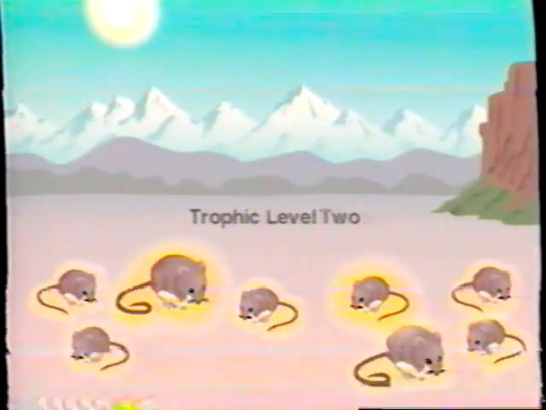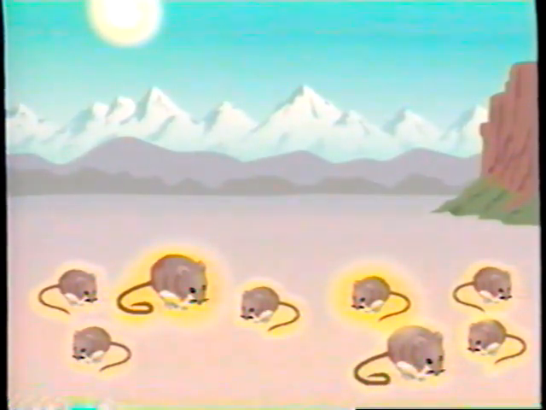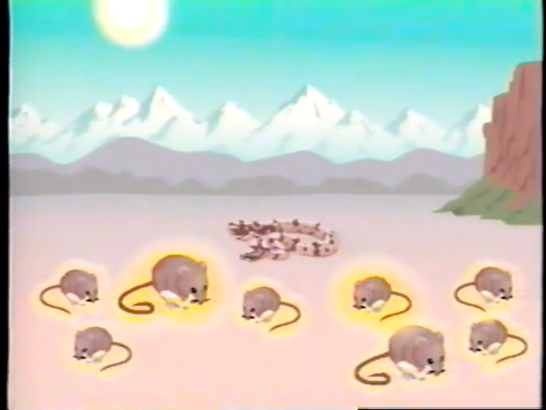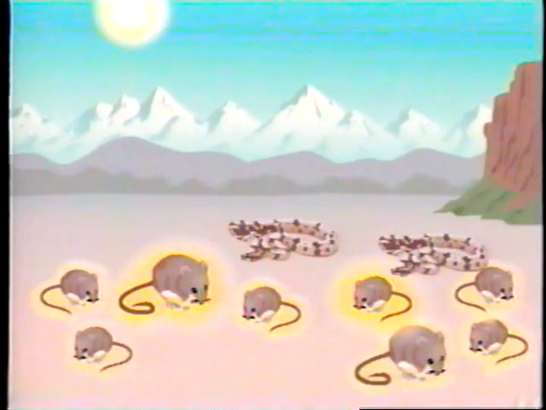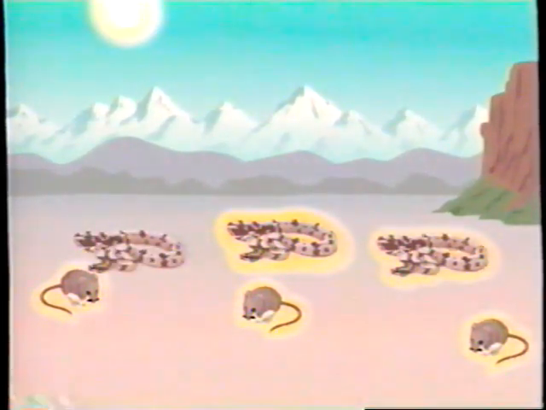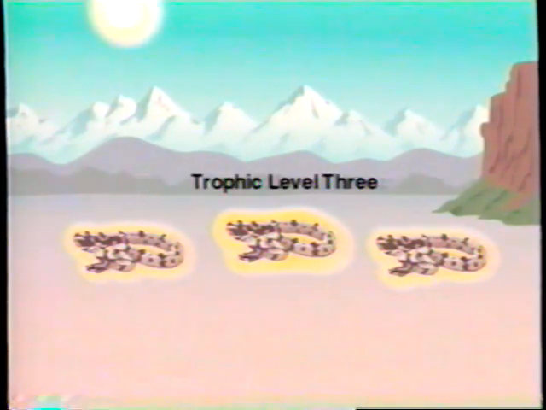Mice are the primary consumers in our example. Animals called predators get their energy by eating other animals. A predator, such as a snake, becomes a secondary consumer when it eats a mouse who was a primary consumer. Secondary consumers make up trophic level 3.